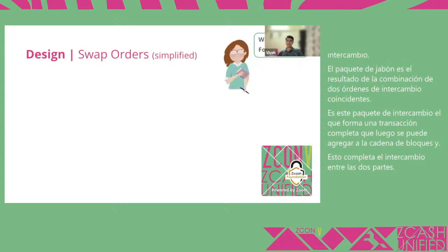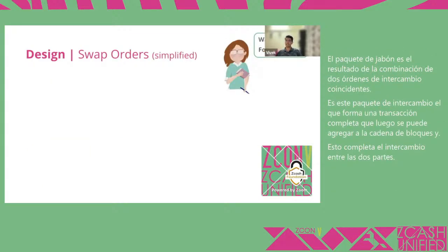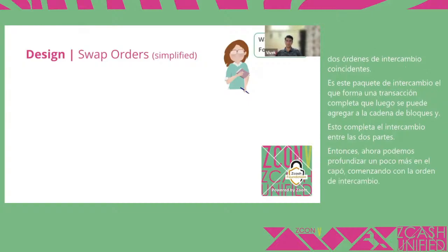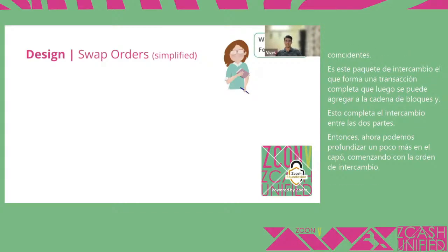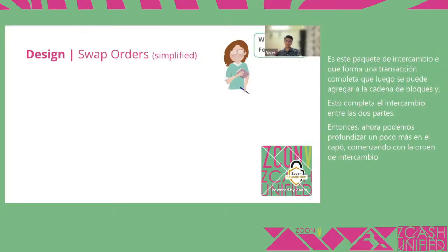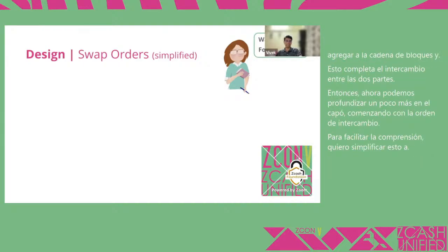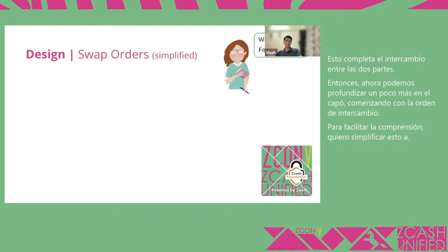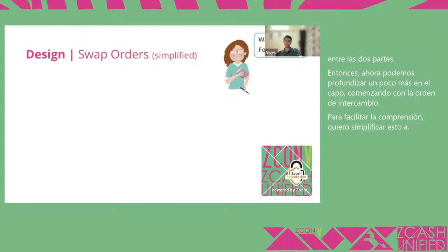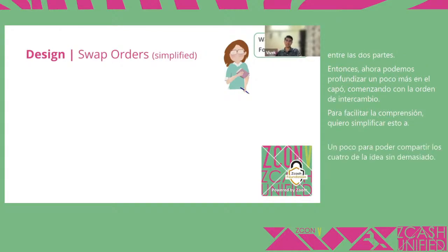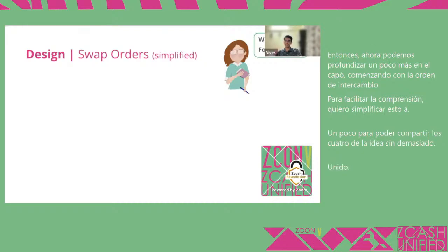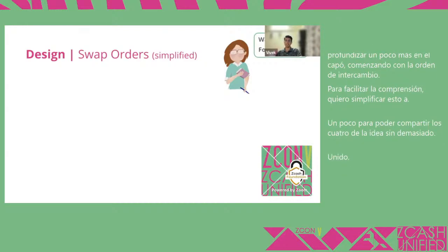So we can now go under the hood a little bit, starting with the swap order. For the sake of ease of understanding, I want to simplify this a bit so that I can share the core of the idea without too much of the nitty-gritties. If people are interested in the nitty-gritties, I do encourage you to look at our specification in ZIP 228 and talk to us either during the conference or outside of it. We are always happy to discuss.